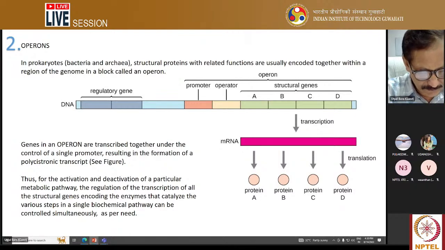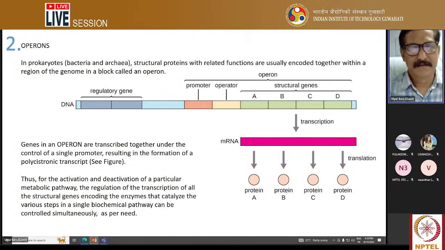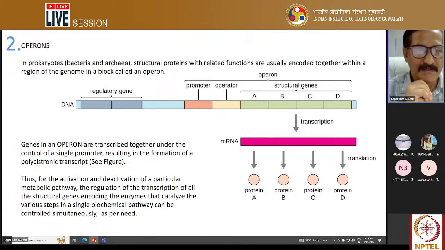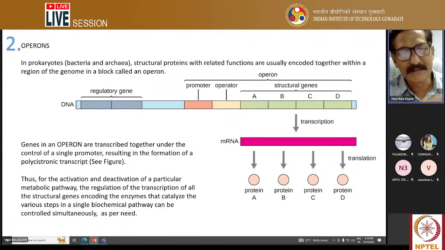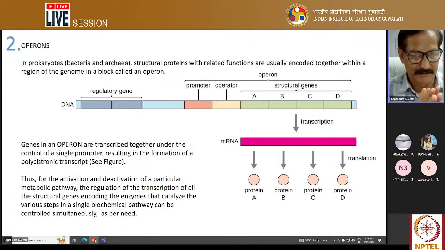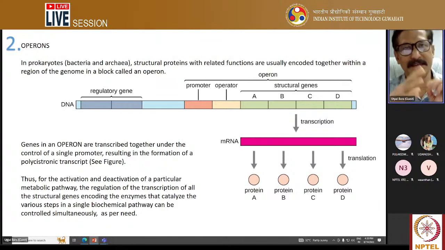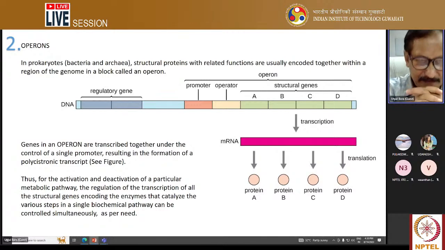The answer is true. So if we want to clone something in a vector, we have to cut it open, which is the restriction site. And in this site itself, we will insert our DNA of interest. So when we are cutting at site A, our insertion site is A itself. So restriction site and cloning site is similar.